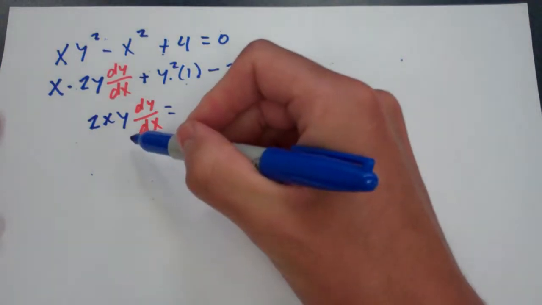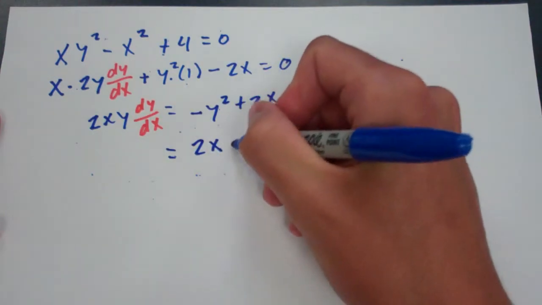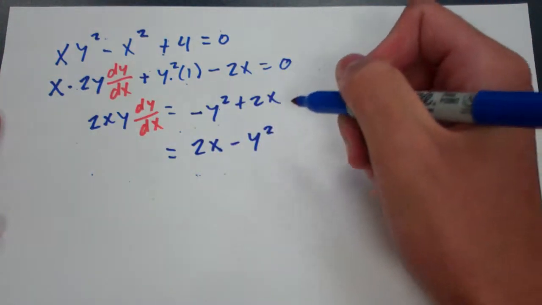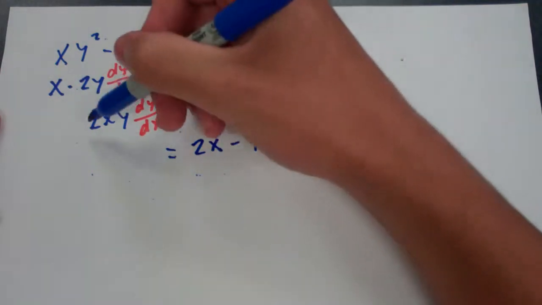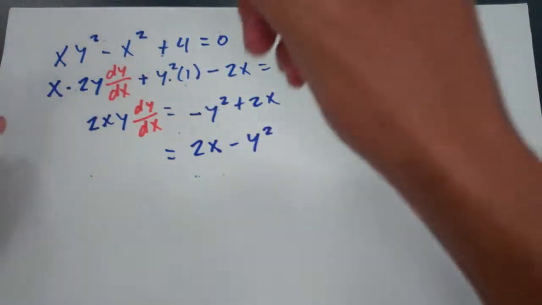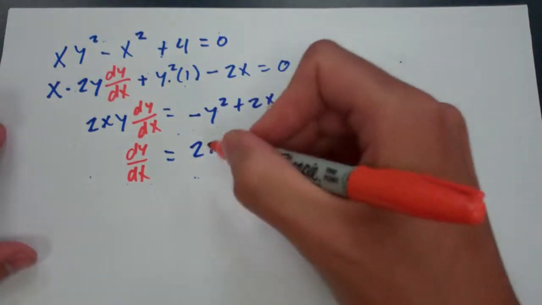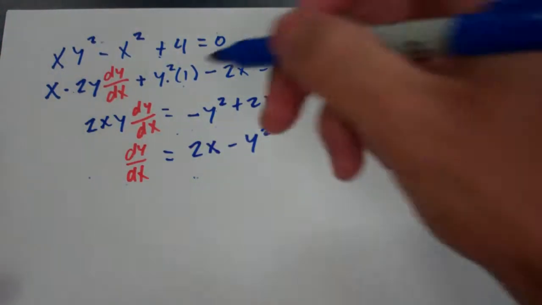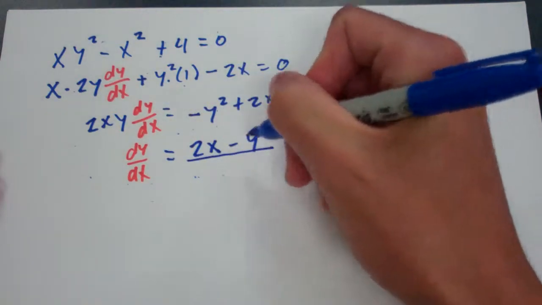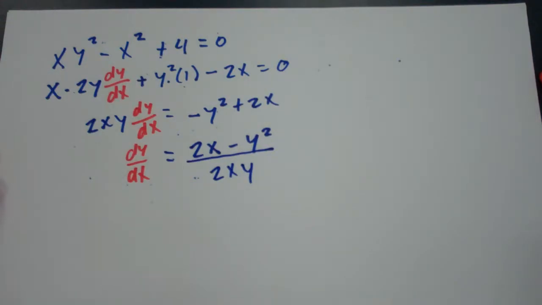Okay, and I can go further, right? And really what I'm going to do is I'm going to make this side look neater: 2x minus y squared. It's just something I like to do. And then I'm going to divide this side by 2xy, right? Well, if I do that, then we'll have dy dx, and whatever I divide out on this side, I have to do on the other side as well, 2xy. So that's the derivative of our equation here, with respect to x.